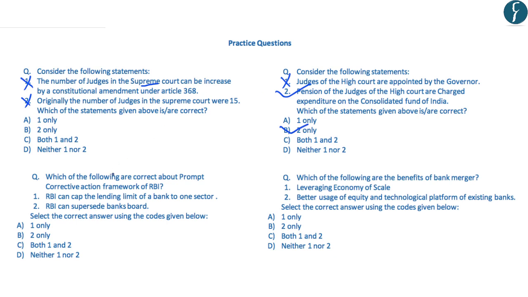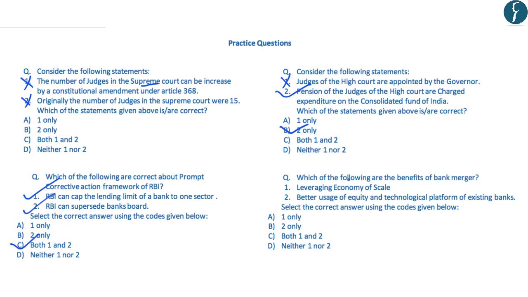The third question reads, which of the following are correct about the prompt corrective action framework of RBI? First is that RBI can cap the lending limit of a bank to one sector, which is correct. And the second is RBI can supersede the bank's boards. Yes, this is also correct. So the correct answer is both 1 and 2.